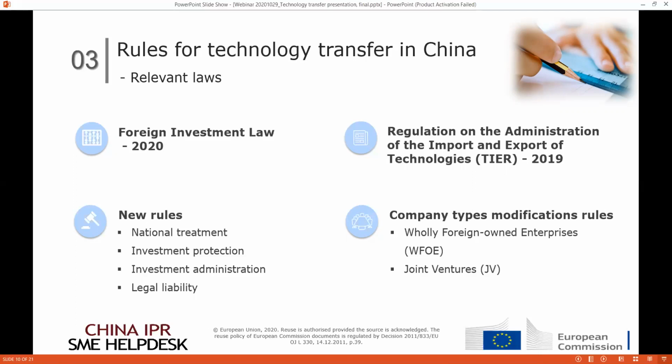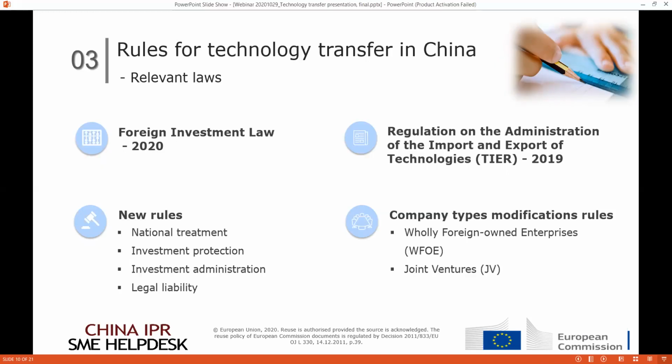Finally, this law also established modifications to the company types. Before there were 3 types that were reduced into only 2. That is the wholly foreign-owned enterprise that remains almost exactly the same, and the joint ventures, which is actually a combination of the 2 different types of joint ventures that were in the previous law.